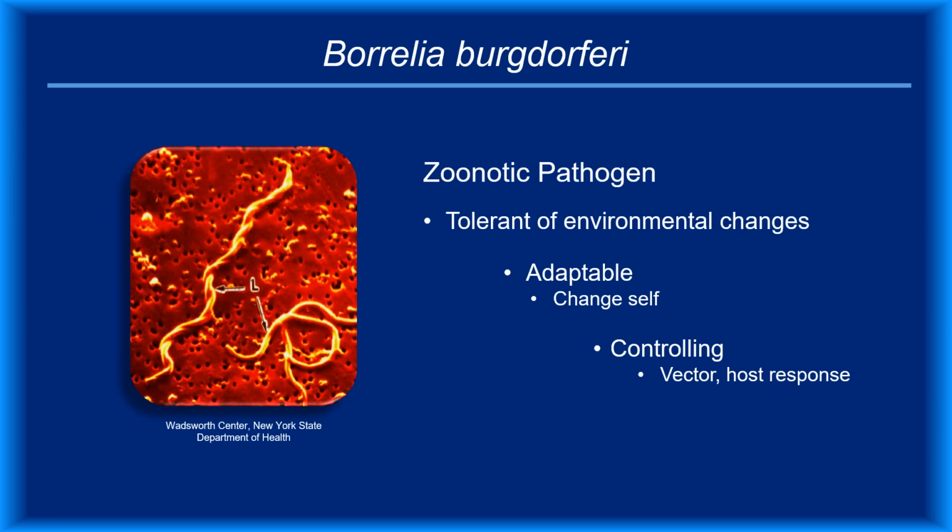As a zoonotic pathogen, Borrelia burgdorferi is able to infect a wide range of animals, including ticks, mammals, birds, and reptiles. To tolerate these different environments, the bacteria must be highly adaptable. In some instances, adaptation involves bacterial changes. In others, B. burgdorferi influences host processes to its advantage.